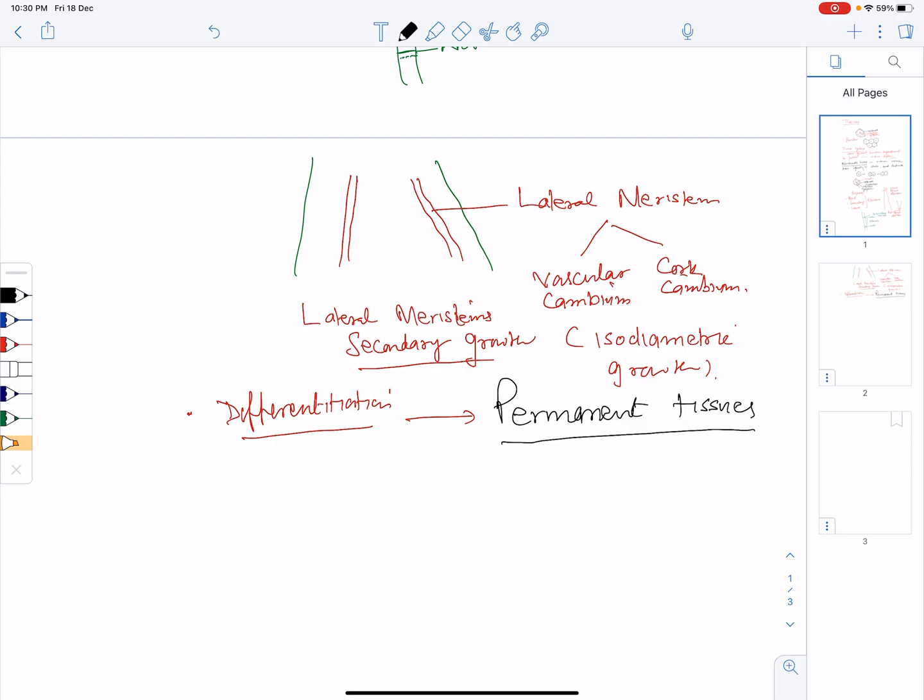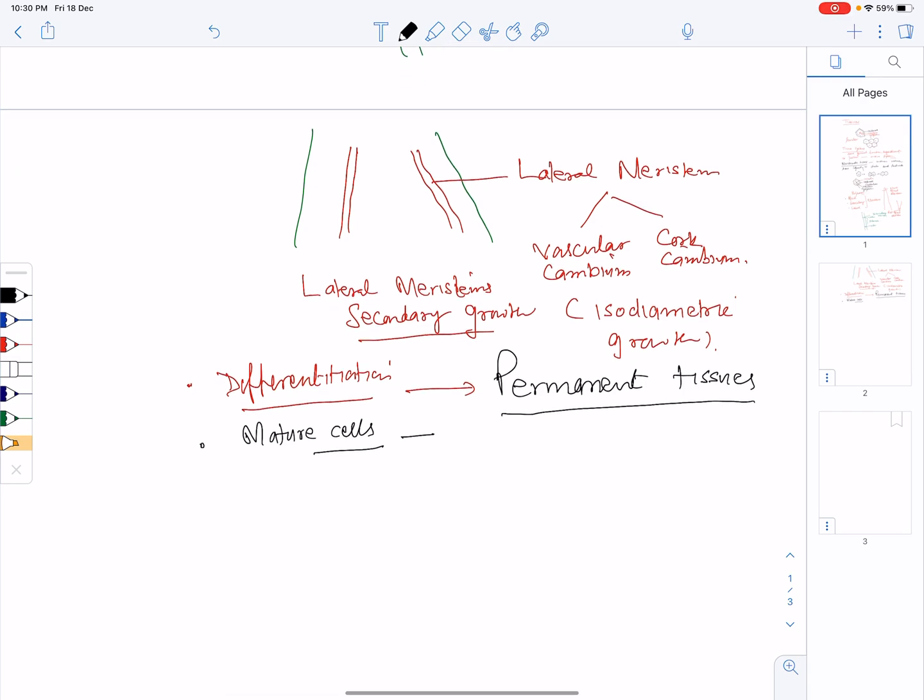Now permanent tissues basically are made up of mature cells. After assuming complete growth, they will get differentiated and converted into permanent tissues called mature cells, which will have definite shape, size, structure, and function.